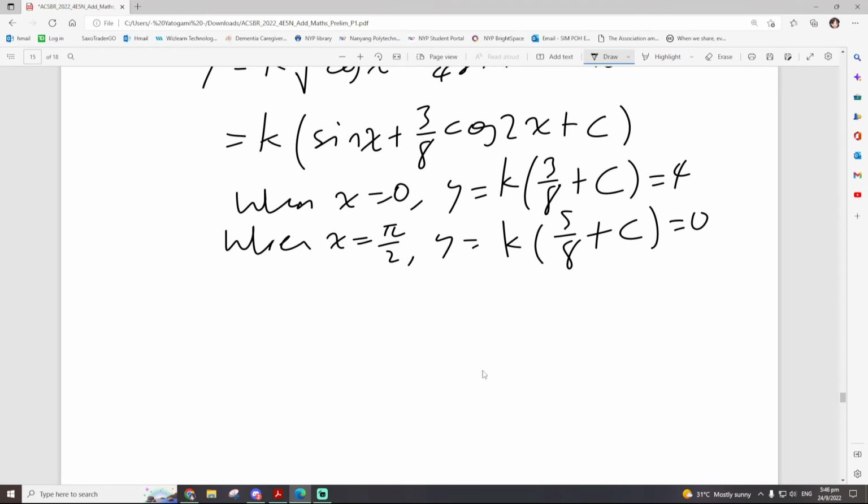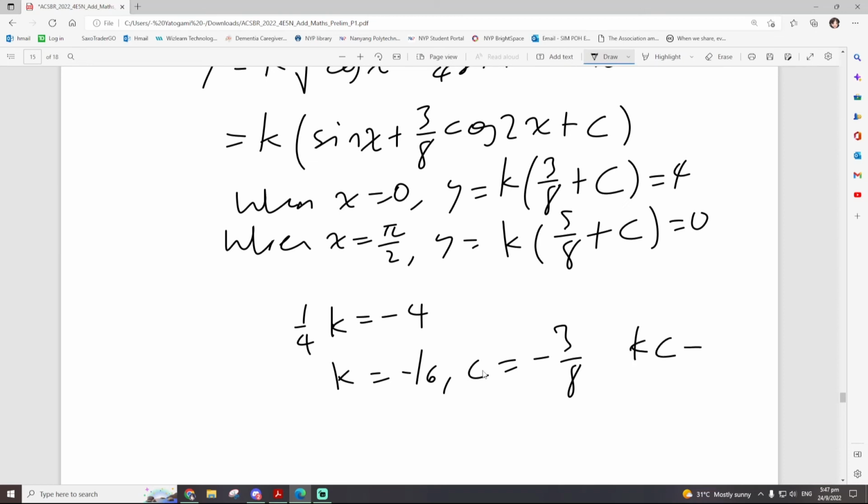So that is to say that 1 over 4k is equals to negative 4. So k is negative 16, and we can find c from here. C is negative 3 over 8. Okay, then but actually the constant we're adding is kc.